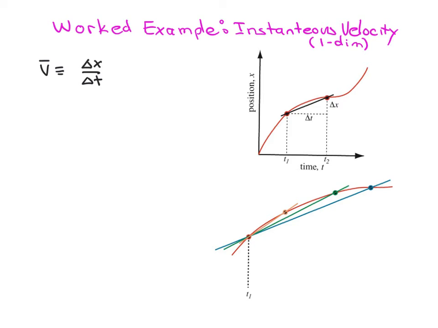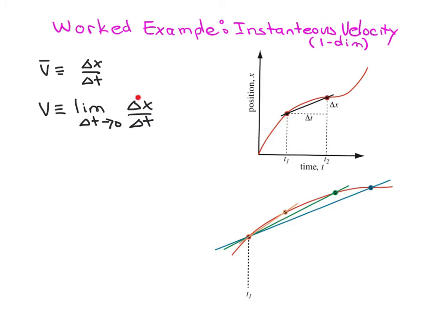Now to talk about the instantaneous velocity, we're just going to define the instantaneous velocity as what happens to the average velocity in the limit that the time interval delta t goes to 0. So we've introduced this notation here and this concept of taking a limit, which should be familiar to you from your first semester calculus course like Math 115.